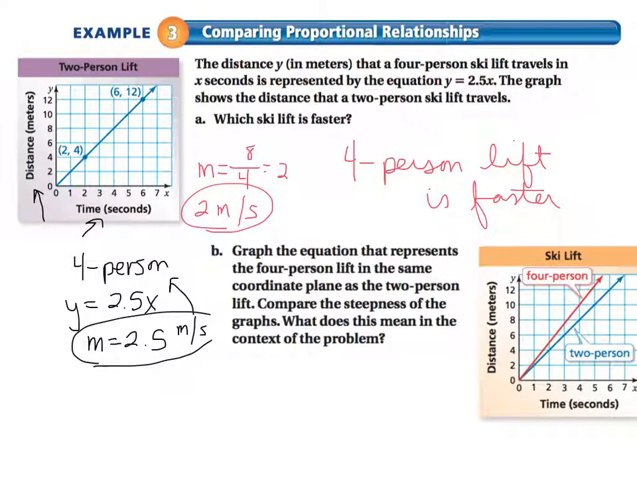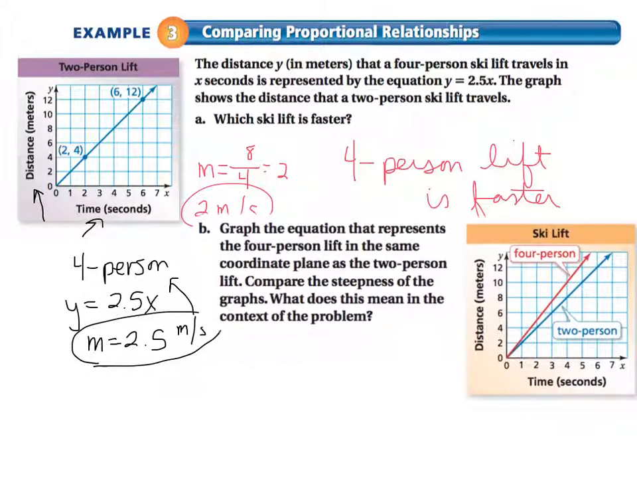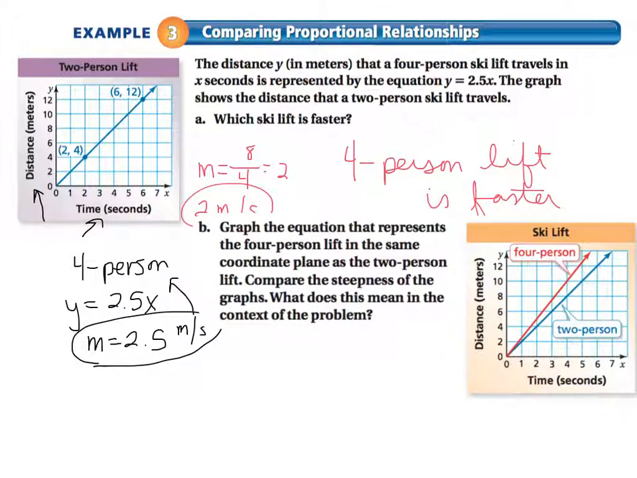Part B says we have to graph that equation. Now if we graph this, notice I label, and then it says graph the equation that represents the 4-person lift in the same coordinate plane as the 2-person lift. So you would actually have to graph it together. Notice that the 4-person lift is steeper. So compare the steepness of the graphs. Well, that's pretty easy because which one's steeper? Well, the 4-person lift is steeper because it's faster.